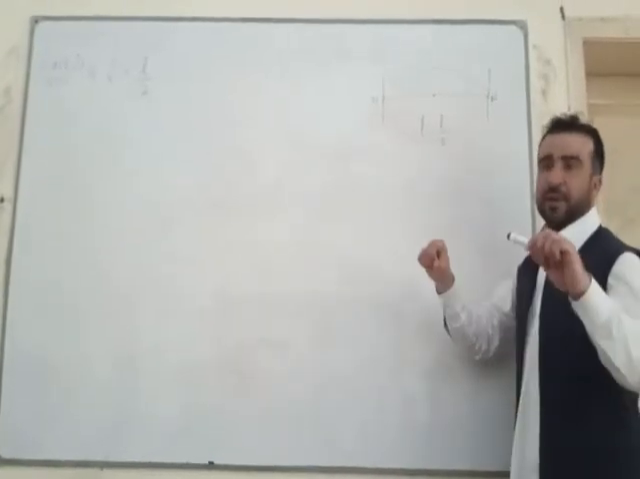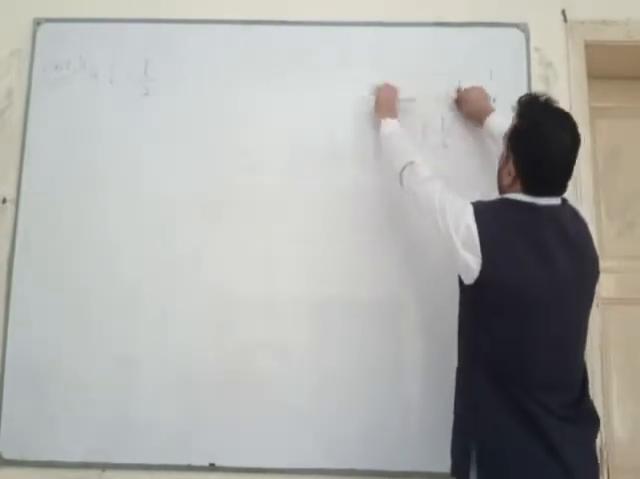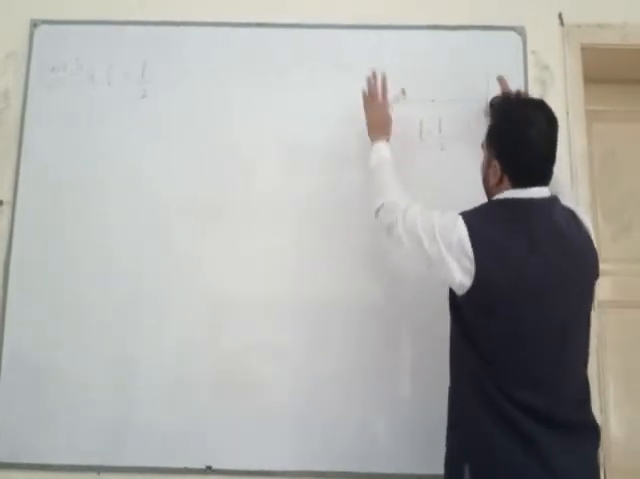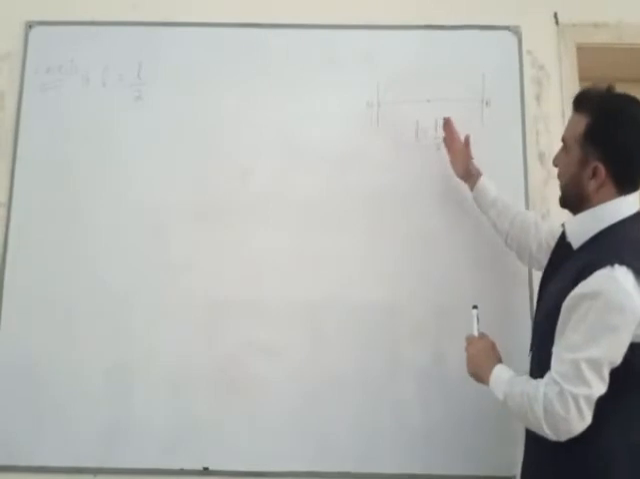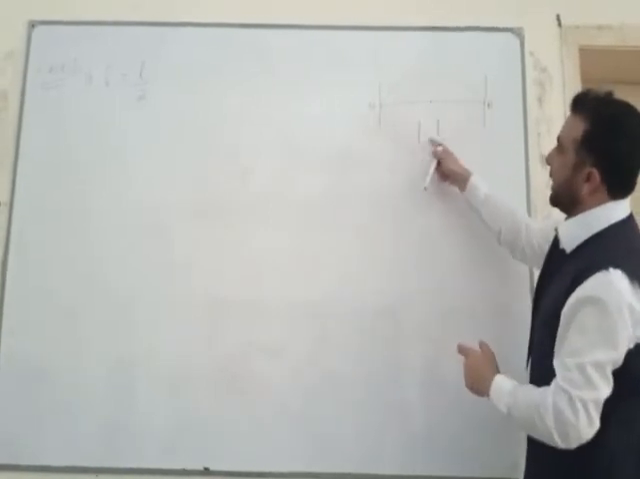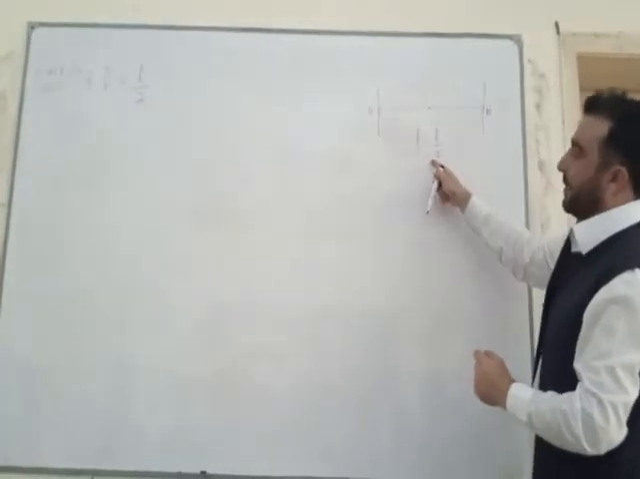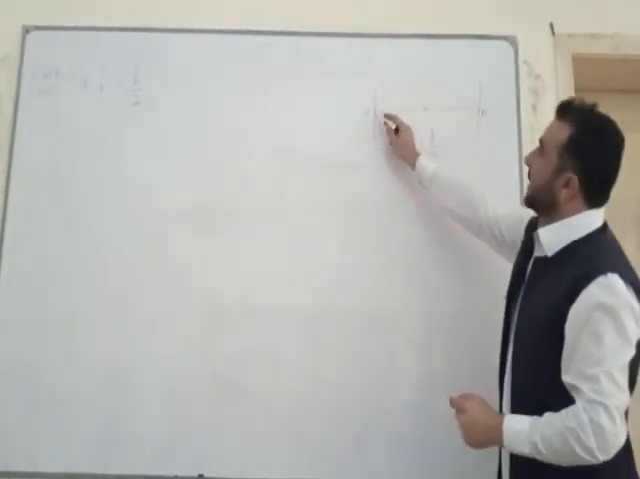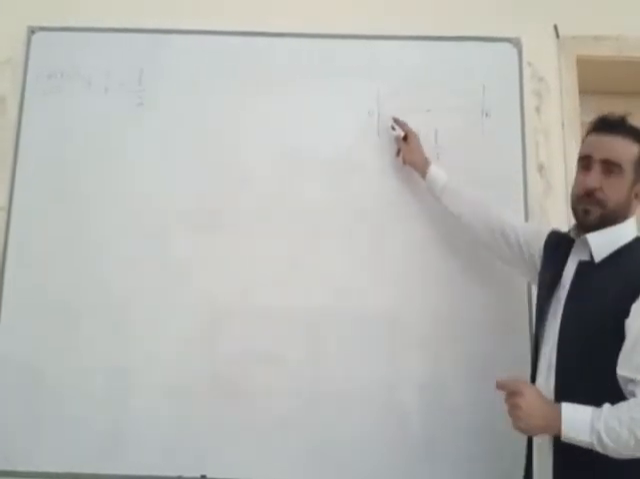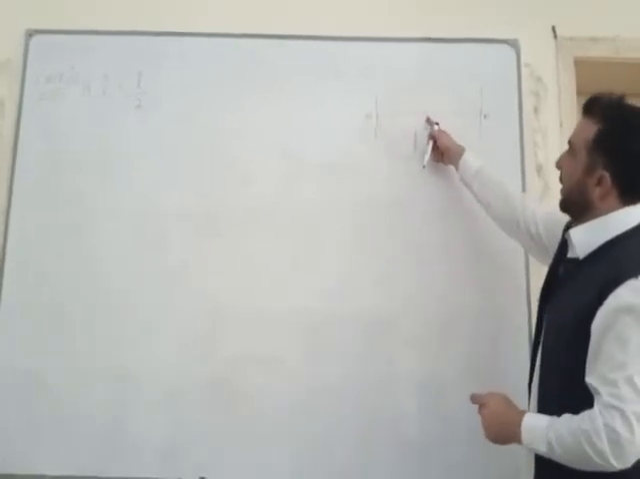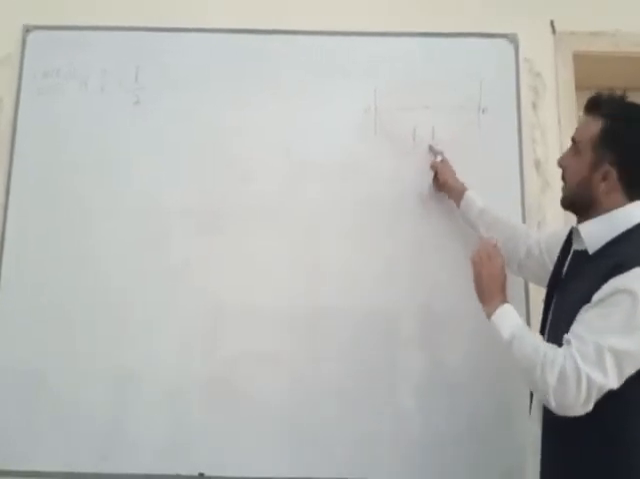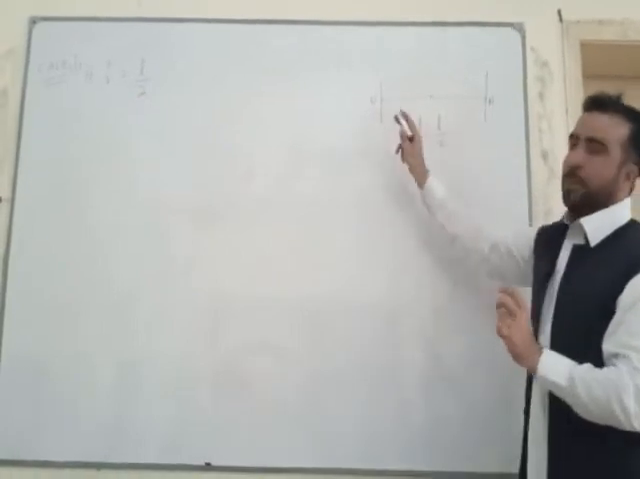Now take a string and tightly hold both of its ends. Now pluck it at half of its length. When we pluck the string at half of its length, a single loop is produced like this.